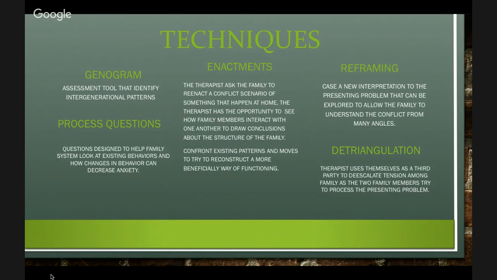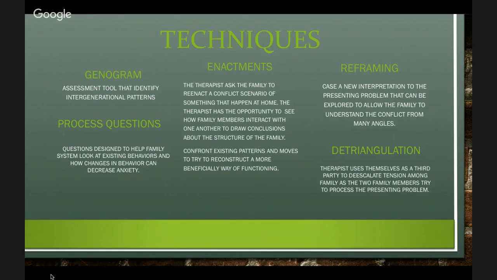Another one is process questions. I personally really love process questions because these questions are designed to help the family look at existing behavior and how changes in behavior can decrease anxiety. It's a tool that we use to get the family thinking and not just speaking and reacting, but getting them to process. And I love that. Another technique is enactments, where the therapist asks the family to reenact a conflict scenario that sometimes may happen in the home. Now the therapist has the opportunity to see how these family members interact with one another and can draw possible conclusions about the structure of the family. Then the therapist will confront some of these patterns that she or he is seeing, and we try to reconstruct a more beneficial way of functioning and communicating.